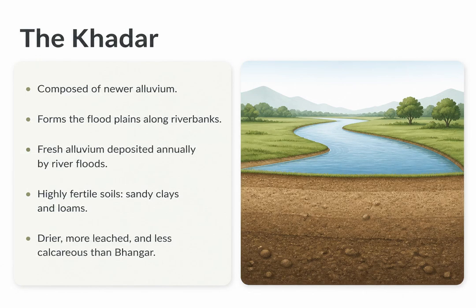In contrast to the older Bangar, we have the Khadar. The Khadar is composed of newer alluvium and forms the active floodplains right along the riverbanks. Every year, when the rivers flood, they deposit a fresh layer of fine alluvium, making the Khadar soils incredibly fertile. These soils are typically sandy clays and loams. Compared to the Bangar, Khadar soil is drier, more leached of minerals, and contains much less of that hard calcareous conker.